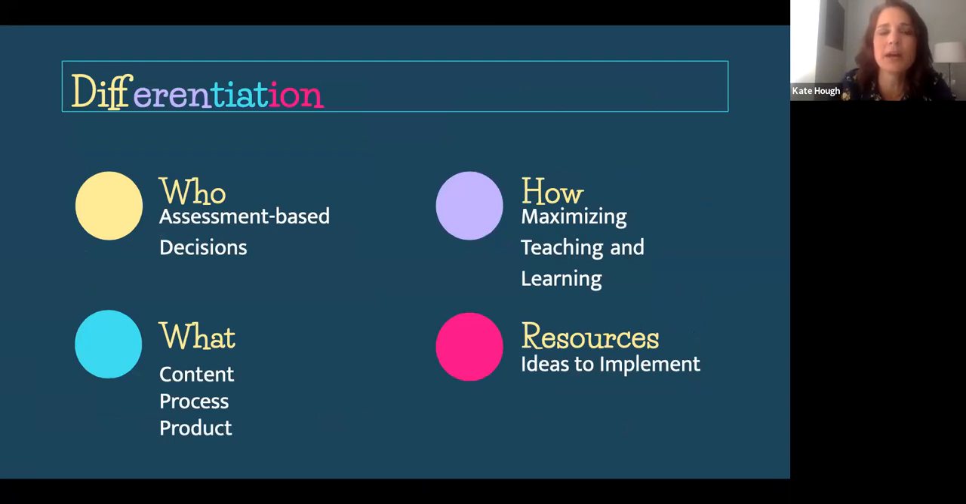Today, I'm going to talk through deciding who should be part of a differentiated high ability level lesson, and how to maximize those teaching and learning opportunities so that it's not always more on a teacher's plate, but maximized for students and teachers. I'll cover how to do it, what we've talked about, the content, process, and product, and then I'm going to share the resources that I've used in the past for differentiation.